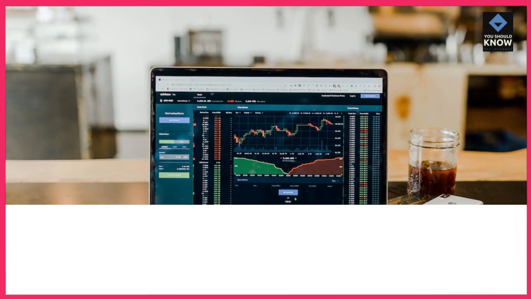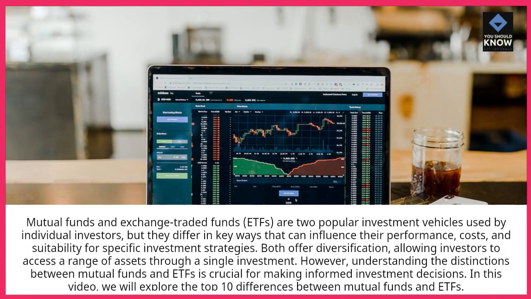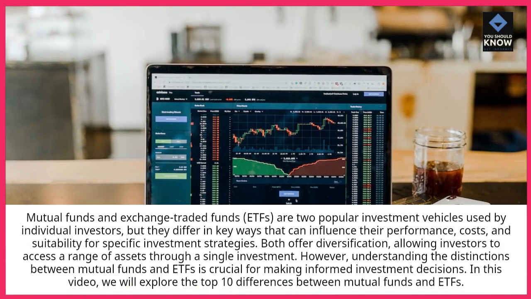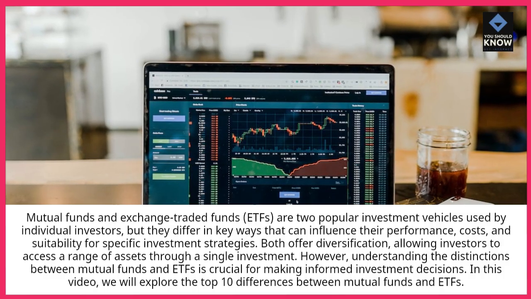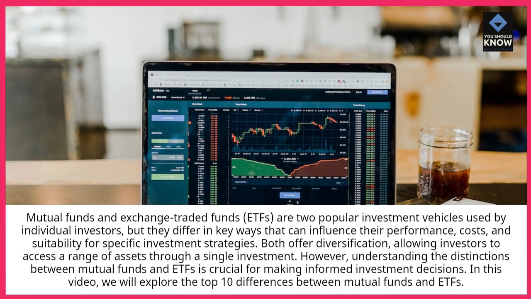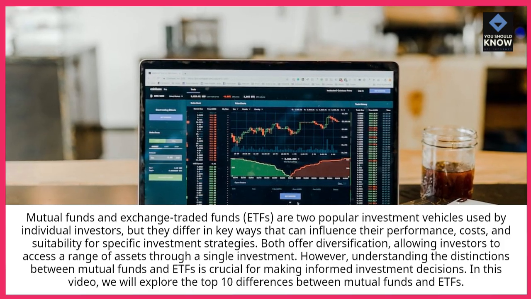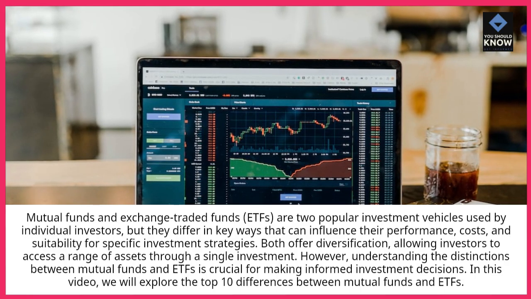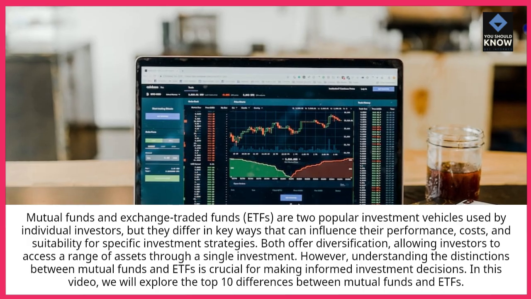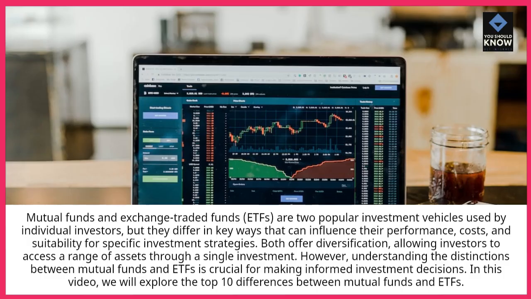Mutual funds and exchange-traded funds, ETFs, are two popular investment vehicles used by individual investors, but they differ in key ways that can influence their performance, costs, and suitability for specific investment strategies. Both offer diversification, allowing investors to access a range of assets through a single investment. However, understanding the distinctions between mutual funds and ETFs is crucial for making informed investment decisions.